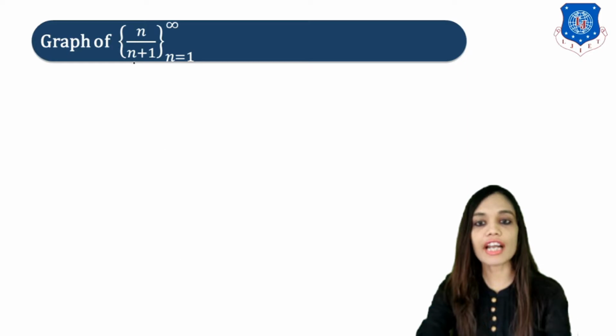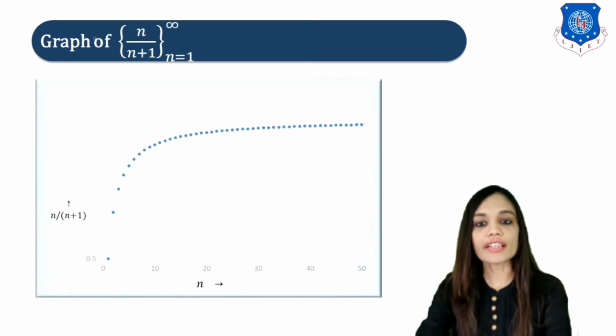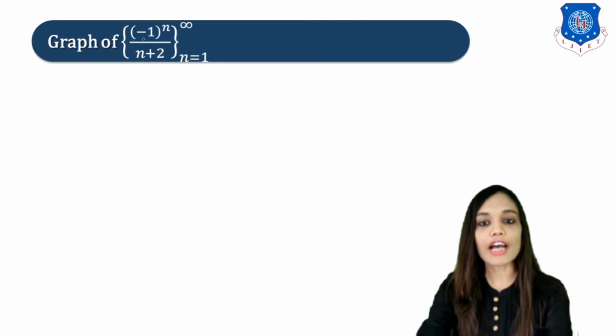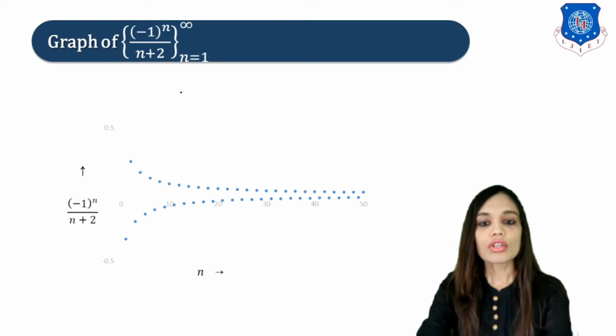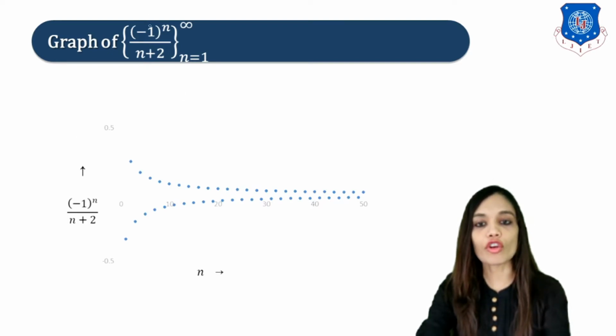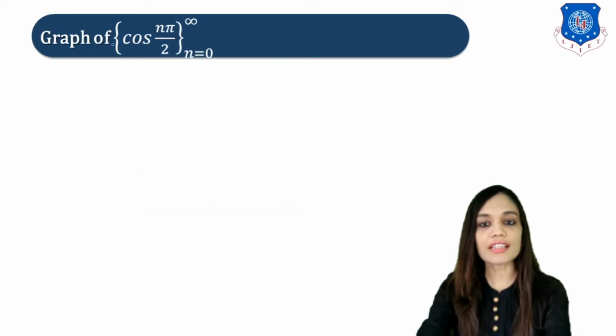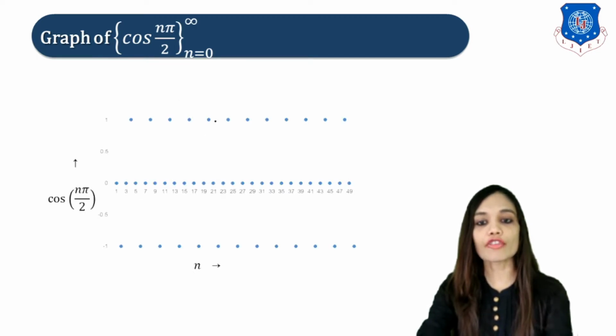Now let us study the graph of the sequences. Let us begin with the graph of sequence n upon n plus 1. You can have a look at the graph. Next, let us study the graph of minus 1 raised to n upon n plus 2. Here this is the graph of the following sequence. Next, let us study the graph of cos n pi by 2. So this is the graph of cos n pi by 2.